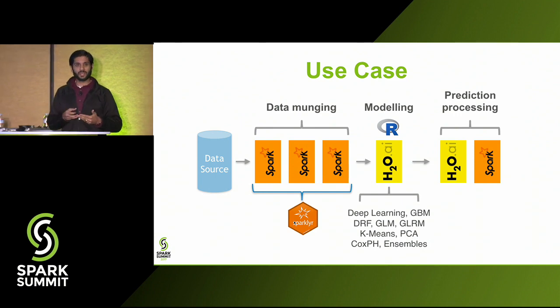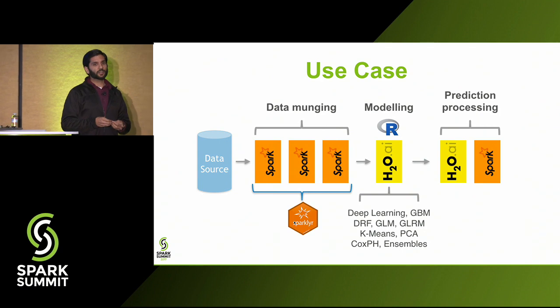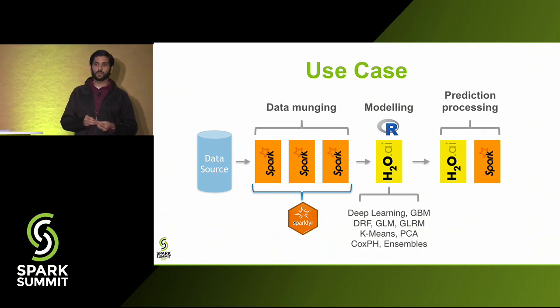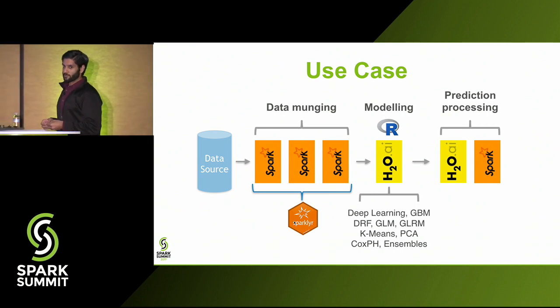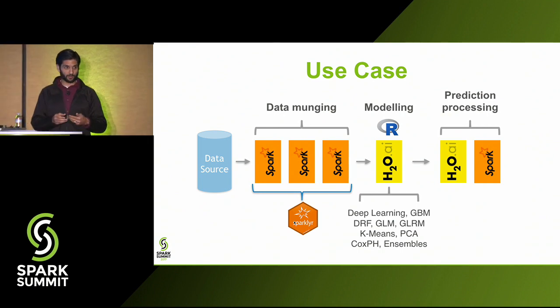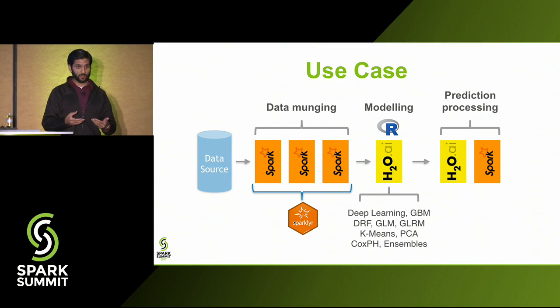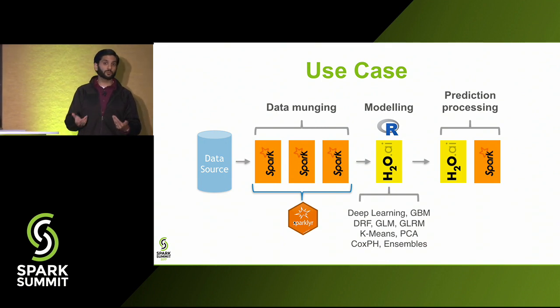Once that's done, you can take that Spark data frame you just made in R and convert it to an H2O frame. And then once it's converted to an H2O frame, you can utilize H2O to run your final step, which is usually a prediction problem, or maybe even some unsupervised learning problem.